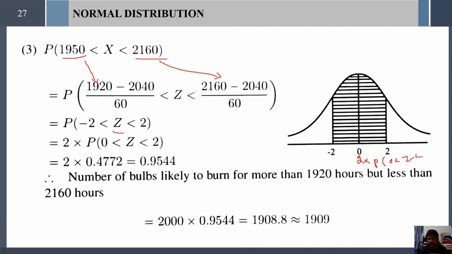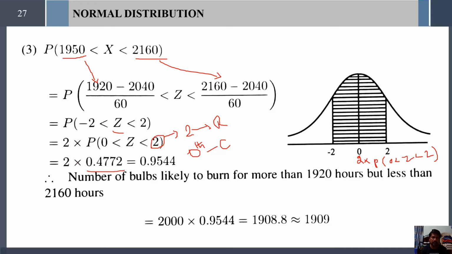Because the normal curve is symmetric, this area equals this area. So it is 2 times the probability of z lying between 0 and 2. Now we have to calculate the area value from the normal table by taking 2 as the row and the 0th column. That value is nothing but what we have already seen, 0.4772.